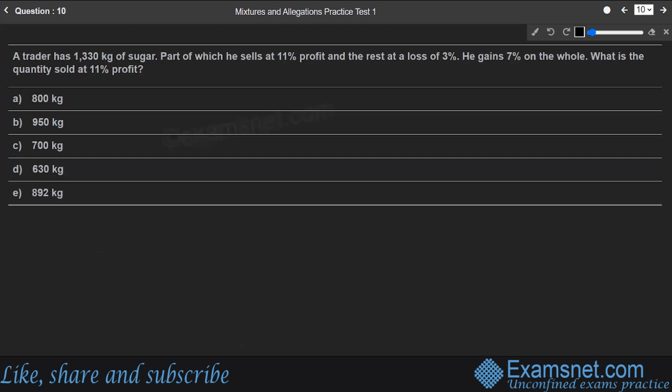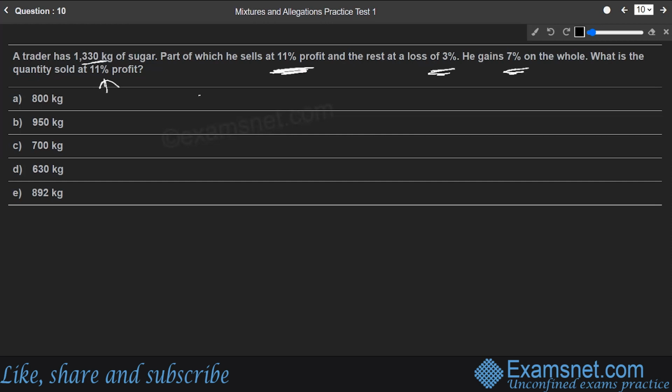Now, a trader has 1330 kg of sugar, part of which he sells at 11% profit and the rest at a loss of 3%. He gains 7% on the whole. What is the quantity sold at 11% profit? So we can again do this by the method of alligation or mixture.